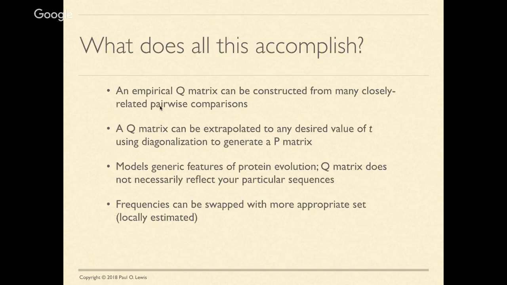So we can get an empirical Q matrix from many closely related pairwise comparisons, and the Q matrix can be extrapolated to any desired value of T using the diagonalization to generate a P matrix.